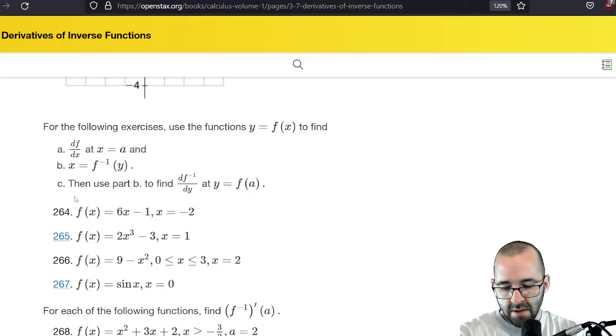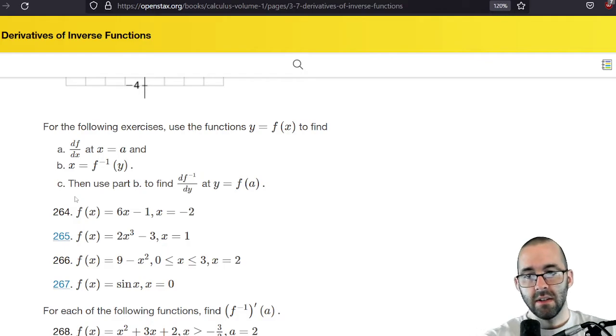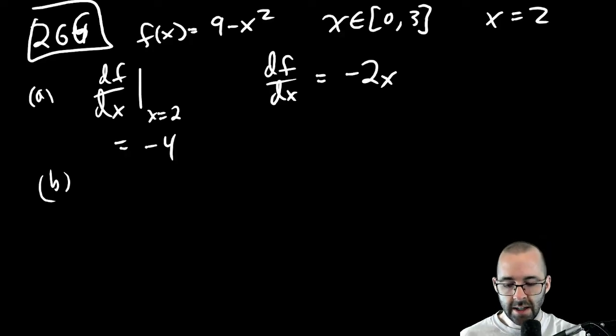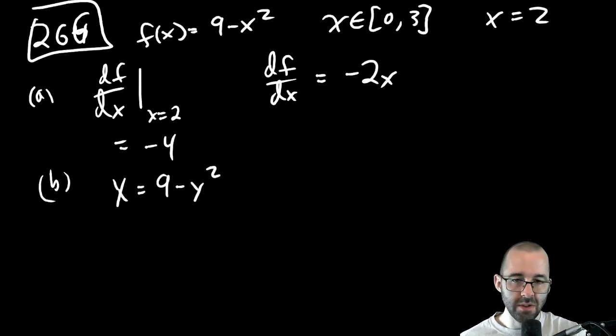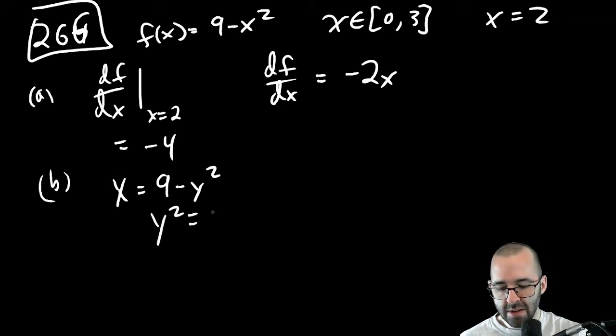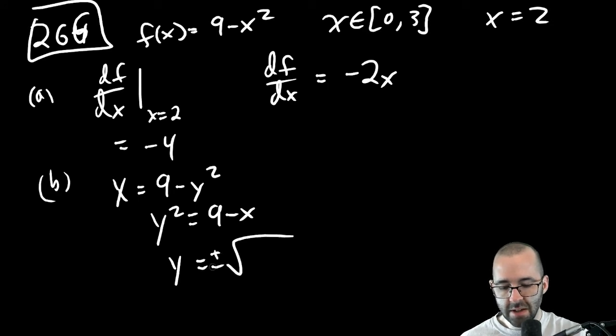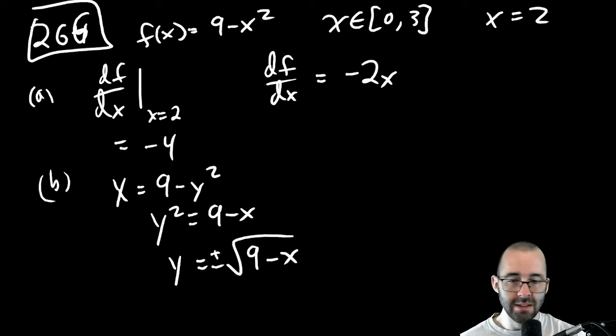For b, find x equals f inverse of y. What is the inverse function here? Okay. So again, to find the inverse, you switch your x's and your y's. The wording is a little confusing, but this is what it wants you to do. Then again, that's going to be y squared is equal to 9 minus x, or y equals the square root plus or minus of 9 minus x is normally how we'd approach this problem.